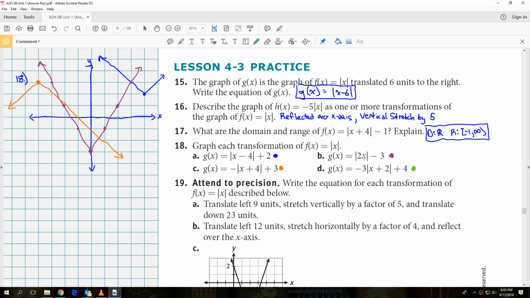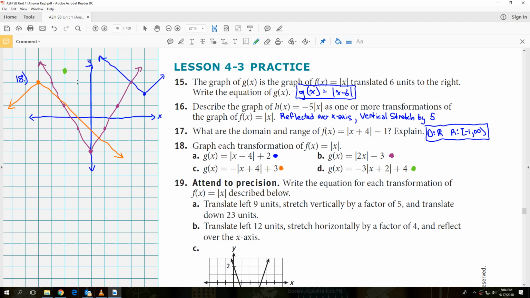All right. Okay. And we've got some sirens going on outside. I apologize for that. But for D, we've got a bunch of transformations going on here as well. We are going up 4, so 1, 2, 3, 4. We are going left 2, so 1, 2. So we have our vertex here. We are vertically flipped from the negative, and we're also multiplying by a factor of 3.